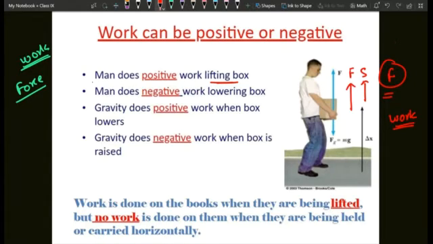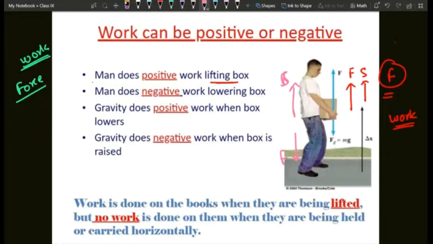Now, lifting a box only, let us talk about gravity. The box is lifted in the upward direction. Gravity is applying downward force. So the direction of force is opposite to the direction of displacement, as that of the first one while lifting the box up. That's why you can say that work done by gravity while lifting the box is negative, because the directions of force and displacement are opposite.